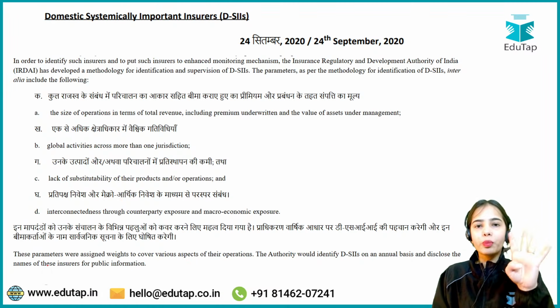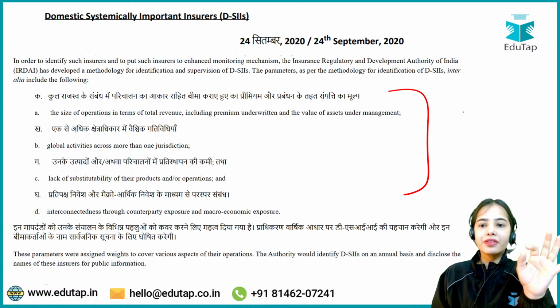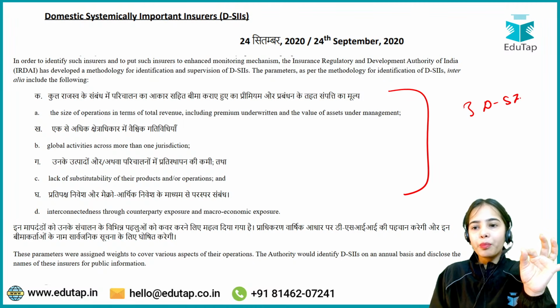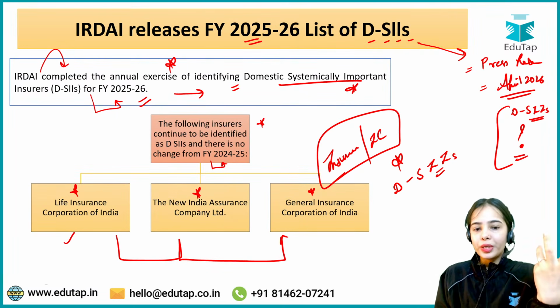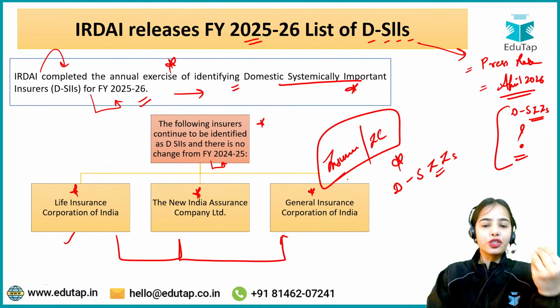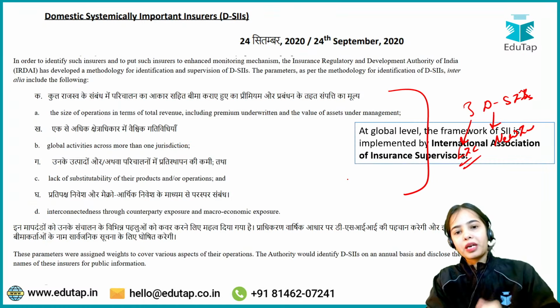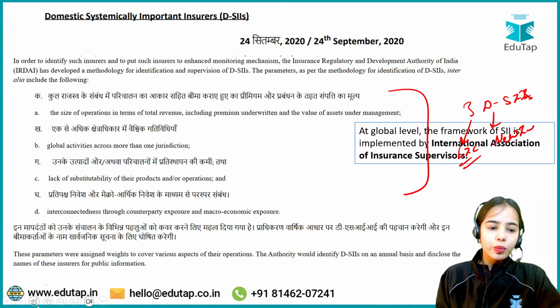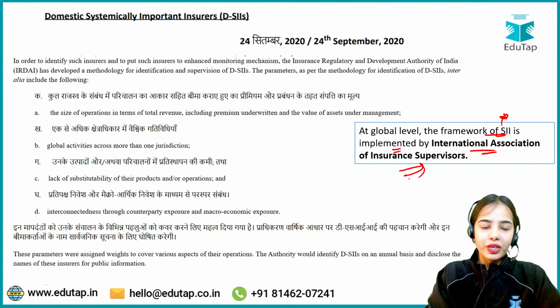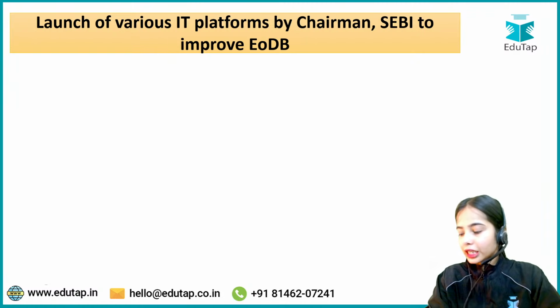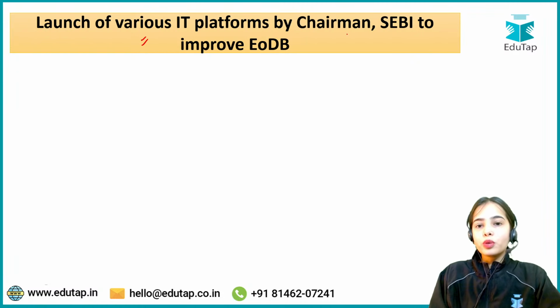The 4 parameters, I hope these are clear, as well as the 3 domestic systemically important insurers. The names you have to remember are LIC, New India Assurance, and the GIC. That is, the Life Insurance Corporation, the New India Assurance Company, and the GIC, the General Insurance Corporation. And these are the 4 parameters. Now, moving forward, at the global level, the framework of systemically important insurers is implemented by the International Association of Insurance Supervisors.